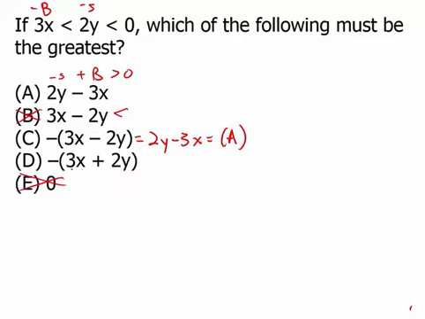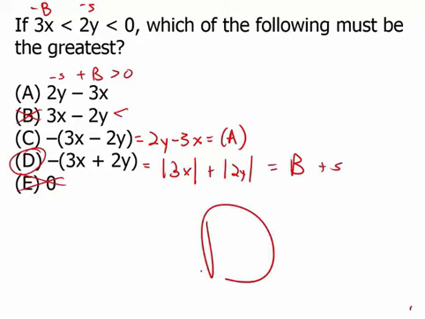But notice what D does. D takes their sum, so their sum is going to be really negative, but then makes that negative. And so what we get here essentially is the absolute value of 3x plus the absolute value of 2y. And so we get both of their positive, we get the big number, the positive big number, plus the positive small number, all added together. And that's going to be much bigger than any difference between them. And so D is definitely the largest of all of these.